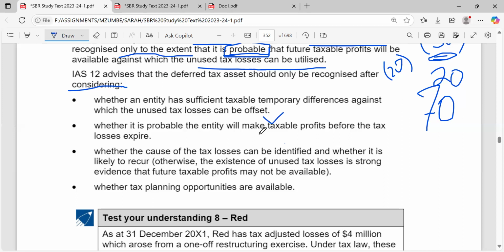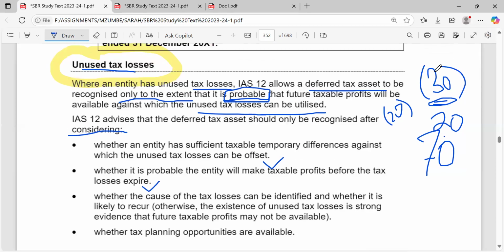Whether it is probable the entity will make taxable profits before tax losses expire. You can say that, okay, my unused tax losses are 30, I can have 70. After what span? Maybe you can have 70 in three years' time, right? Well, maybe these tax losses, after a year, will no longer matter, right? So we only have to look at the cutoff period too. That's what we mean. But also whether the cause of the tax losses can be identified and whether it is likely to recur.